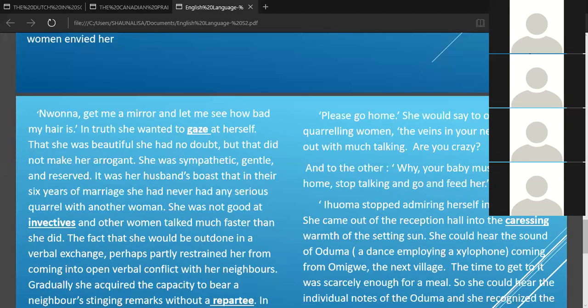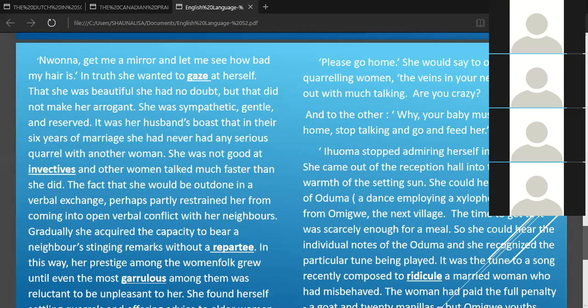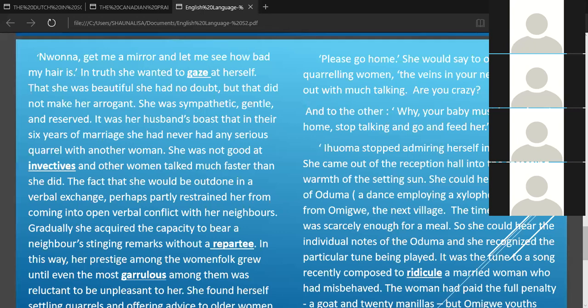Yes, where I say she was not good at invectives. Like she was never that kind of person who insults, abuses, or uses a criticizing language towards others. Yeah. Okay, thank you. Anyone with a different answer?